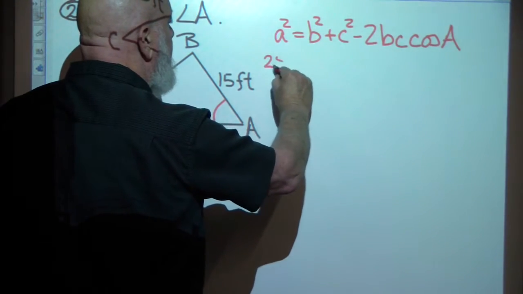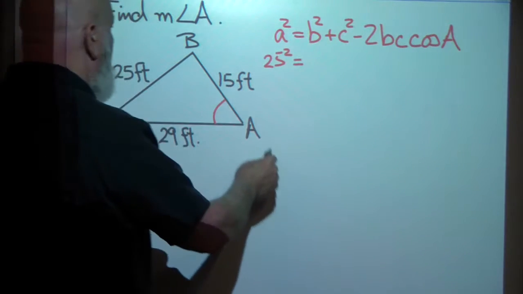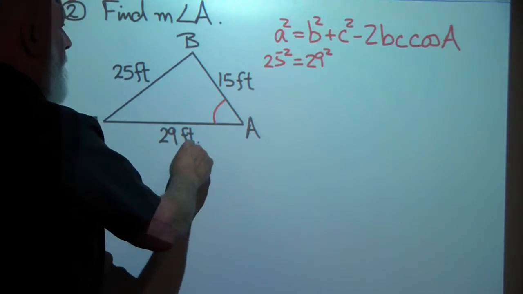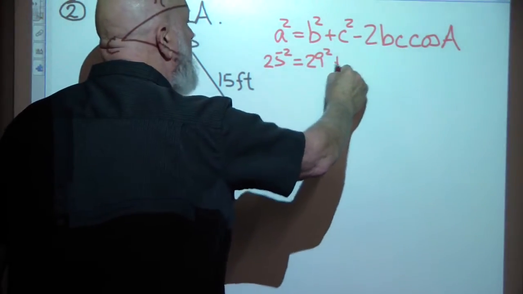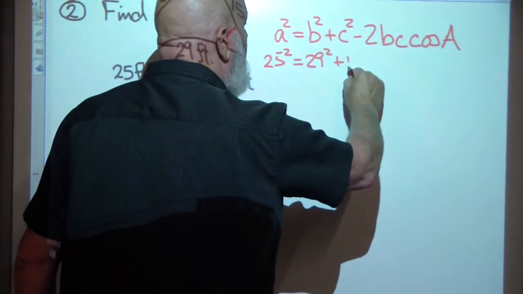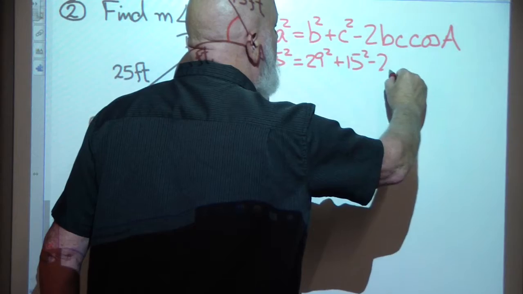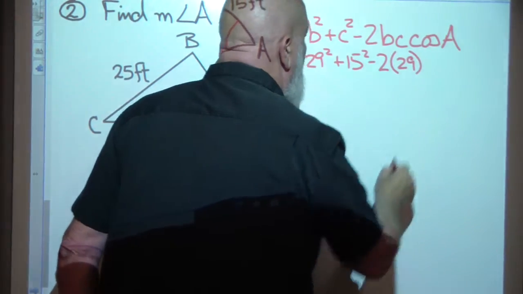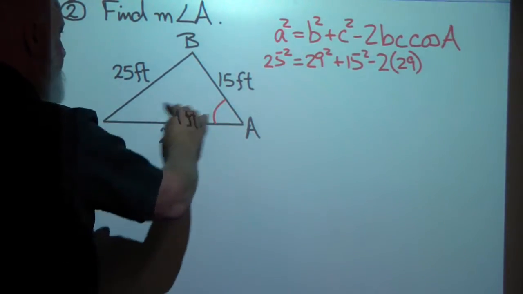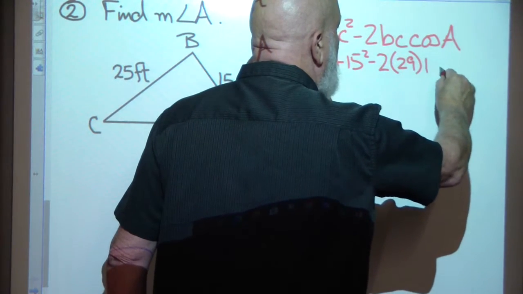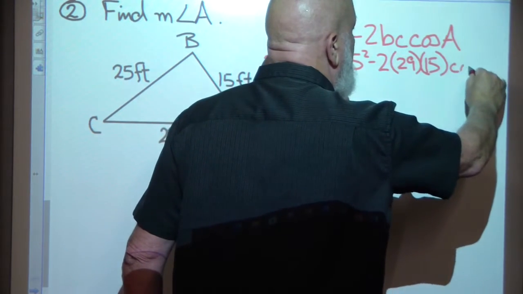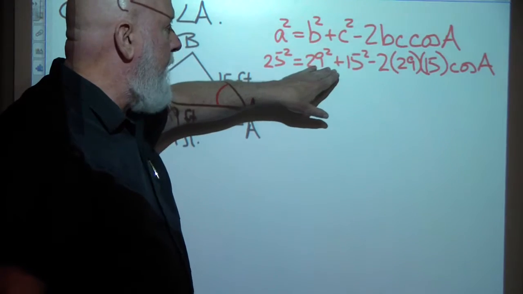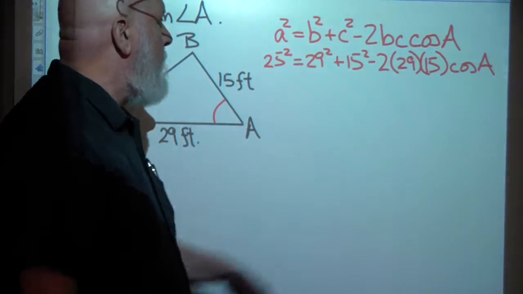25 squared is equal to 29 squared plus 15 squared minus 2 times B, which is 29, times C, which is 15. Okay. Cosine A. Now what I'm going to do is isolate cosine A using just a little bit of algebra, and then take the inverse cosine of both sides.